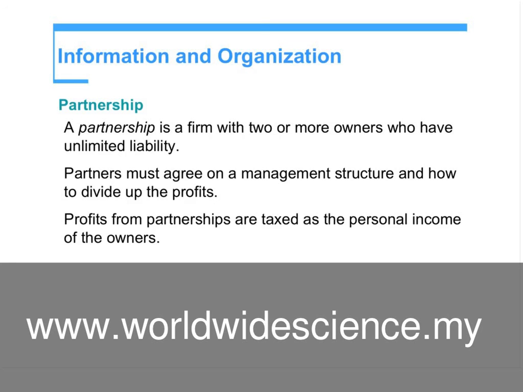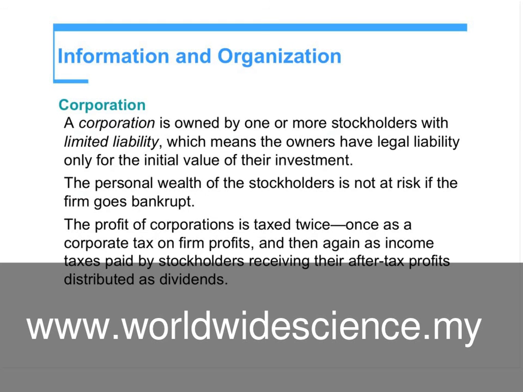So the profit of a corporation is taxed twice, once as the corporate tax on firm profits, and then again as income tax paid by stockholders receiving their after-tax profits distributed as dividends. So it's actually taxed twice. Once is on the profit of the company, and then again when they are paid back, when they are receiving after-tax profits, it will be taxed, like dividends.